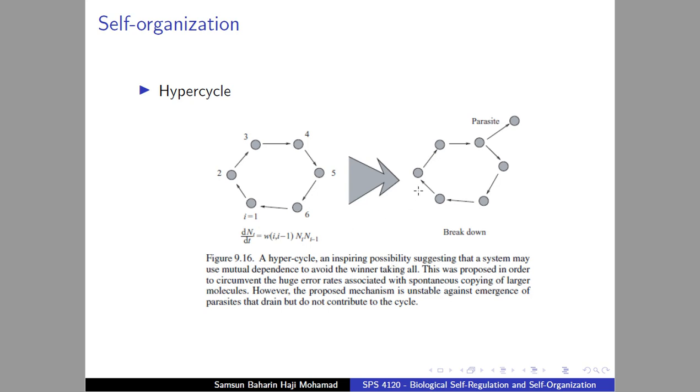But here we have a breakdown if we have a parasite. We can see that if we interrupt this cycle by using this parasite, let's say this step will be gone, so this step cannot go to this step.